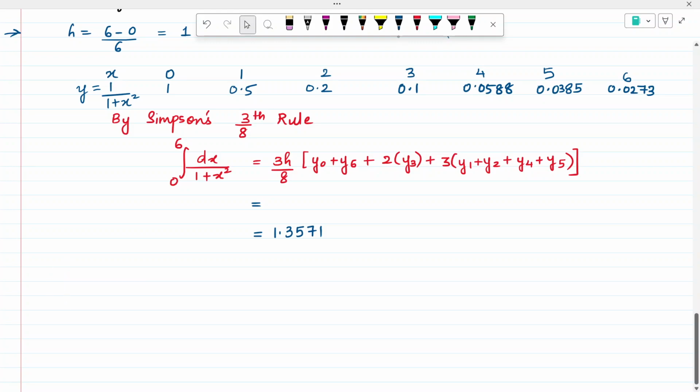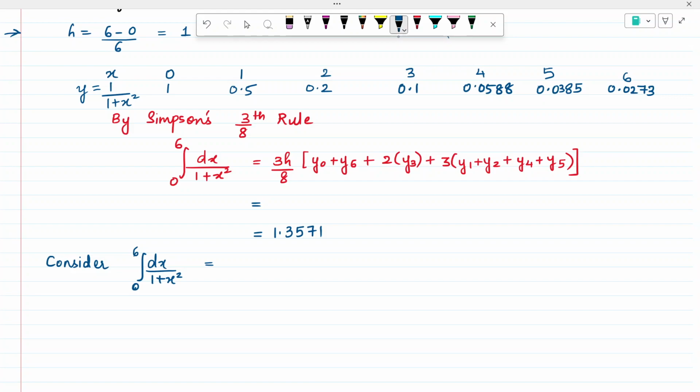So let's consider the original question, which was the integral from 0 to 6 of dx upon 1 plus x square. As I said in the starting, numerical integration gives us an approximate value. Now we are going to find the actual value. So what is the integral of this term, 1 upon 1 plus x square? What will its integral be?